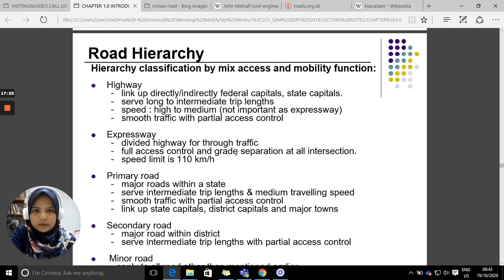Okay, one more thing I think they missed out here. You can add your own, right? Expressway is usually with toll. You must pay in order to go on that expressway, right? There are tolls to be paid. But highway, some of it they don't implement toll, right?